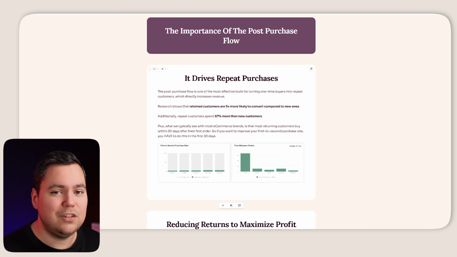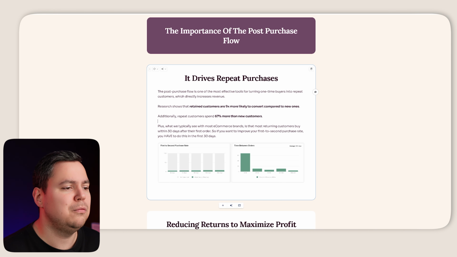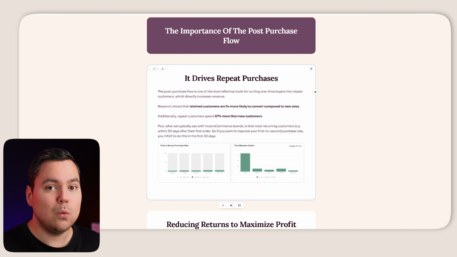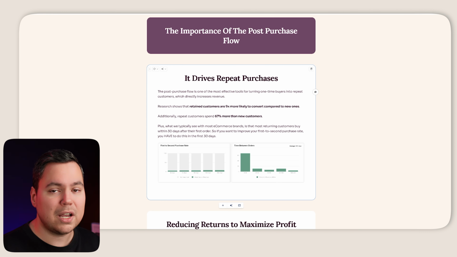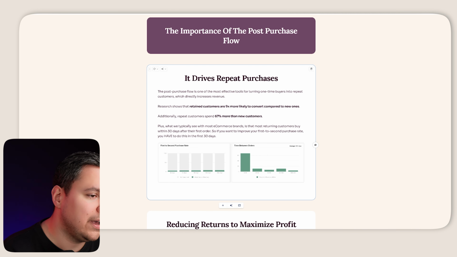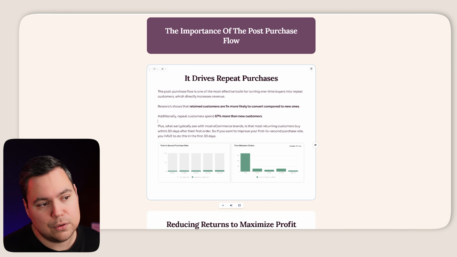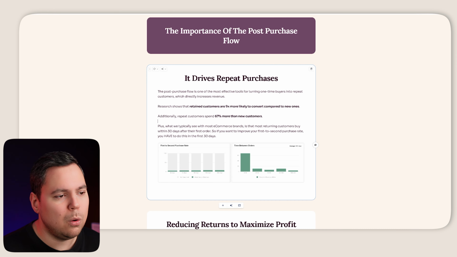Plus, what we typically see with most e-com brands is that most returning customers buy within 30 days after their initial order. So if you want to improve your first to second time purchase rate, you have to do this within the first 30 days. As you can see on this screenshot from one of our clients, you can see their first to second purchase rate and the time between orders. Typically, we see that this is within the first 30 days. Same for this brand. So that's your biggest window of opportunity.